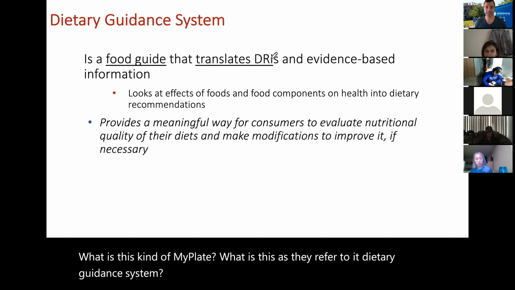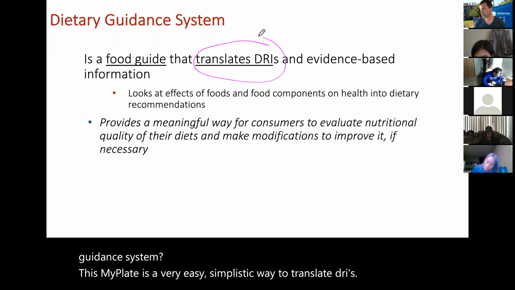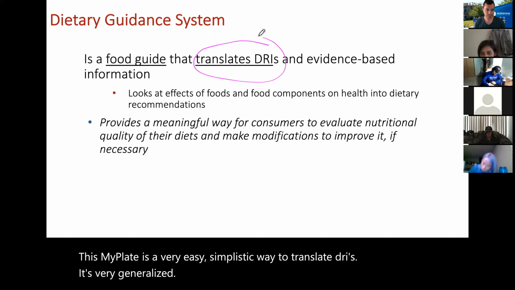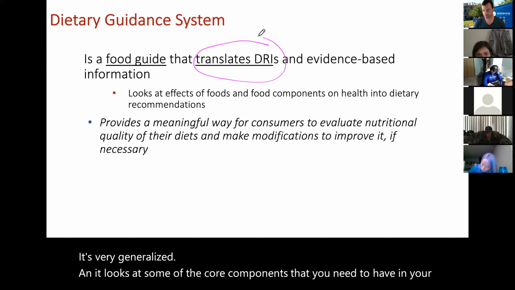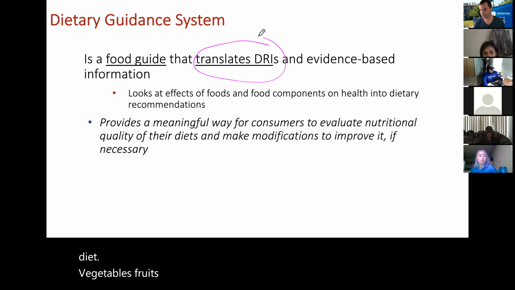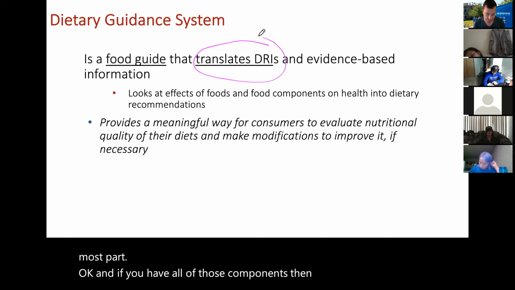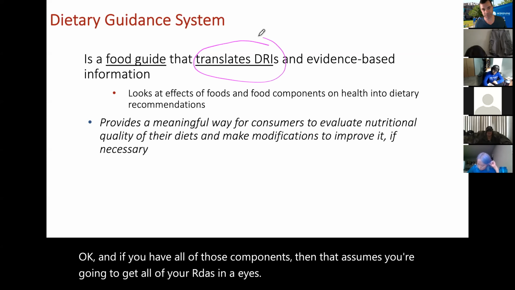This My Plate is a very easy, simplistic way to translate DRIs. It's very generalized. Okay. And it looks at some of the core components that you need to have in your diet. Okay. Vegetables, fruits, protein, grain, milk. Those are the components for the most part. Okay. And if you have all of those components, then that assumes you're going to get all of your RDAs and AIs. That's ultimately what it means.